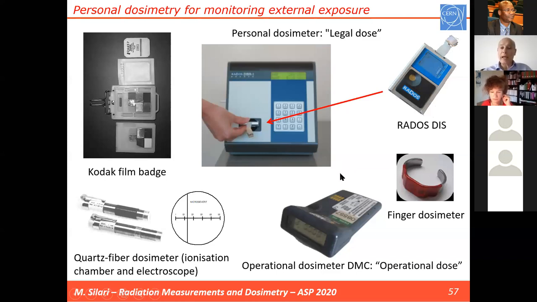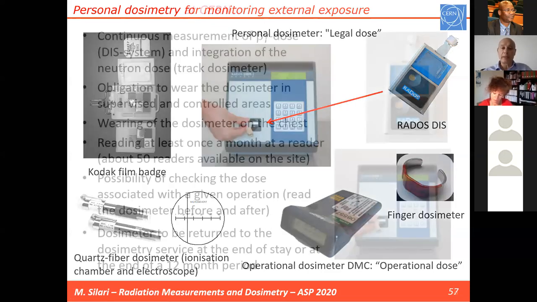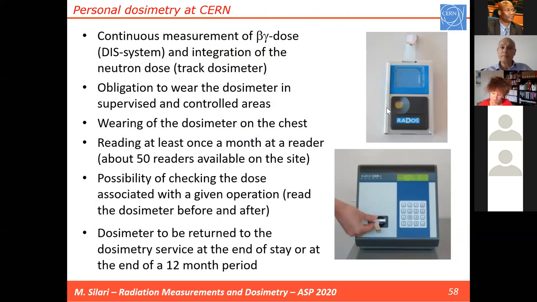For intervention in a high dose rate area, we have this operational dosimeter, which is a DMC, which has a display, which gives you the dose you're actually getting instantaneously. And we also trigger an alarm if it goes above the limit. And for specific applications, we use a finger dosimeter to monitor, for instance, the beta dose at joints.